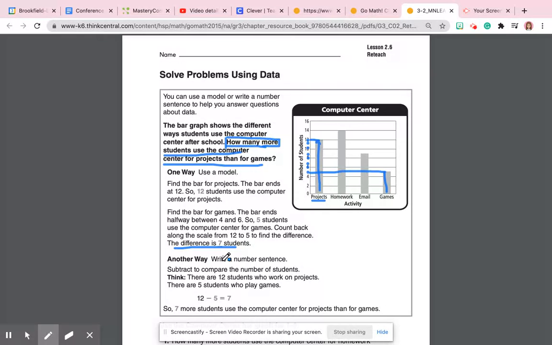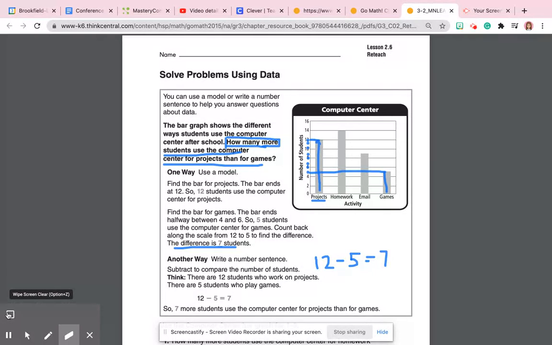Another way that we can solve it is to write a number sentence. So we subtract to compare the number of students. If we think about it, there are 12 students who work on the projects during computer center time. And there are 5 students who play games. So to find the difference, we subtract the smaller number from the bigger number, and we get our answer of 7. Now, we know that 7 more students use the computer center for projects than for games.